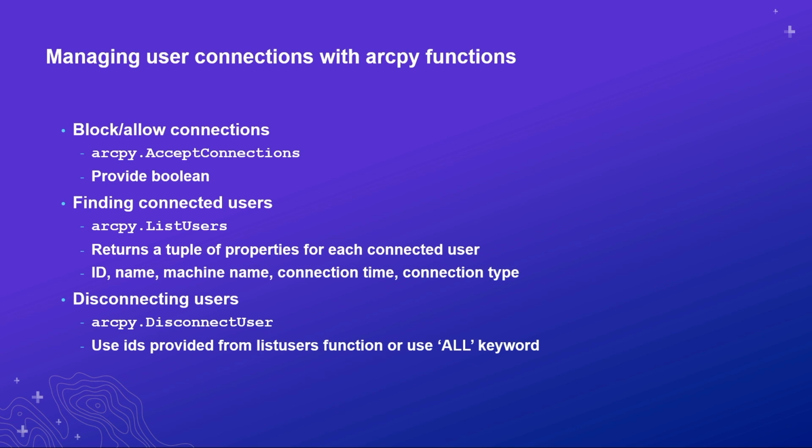The second function is the list users function. This function returns information that you can use to ask questions about who is connected to the geodatabase. Finally, the last function we have is the disconnect user function. This allows you to disconnect users from the geodatabase by passing in the ID that's returned from the list users function or by specifying the all keyword.